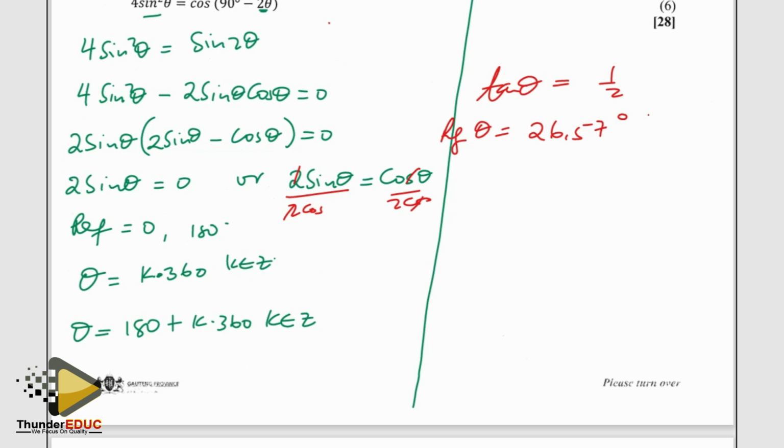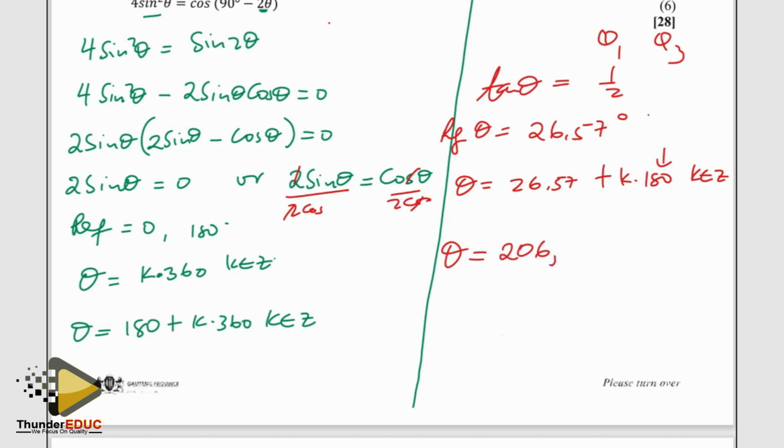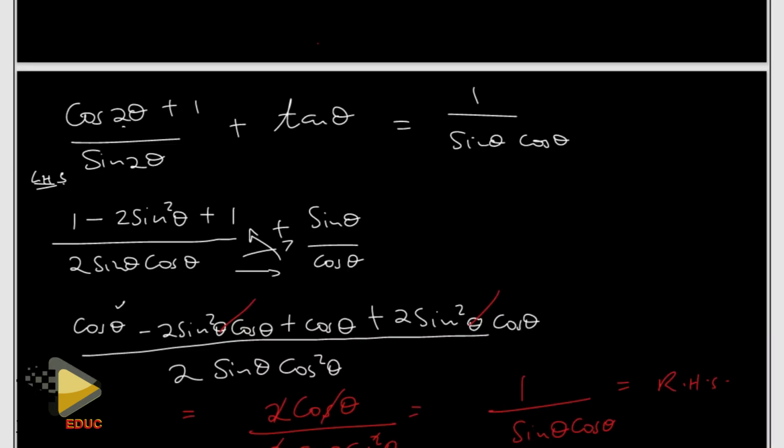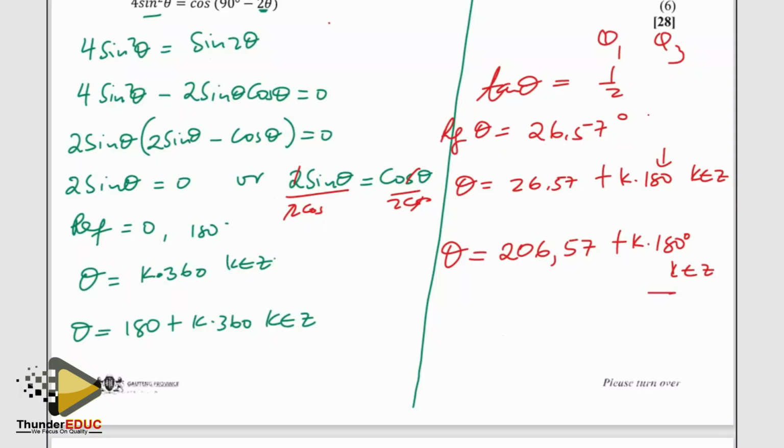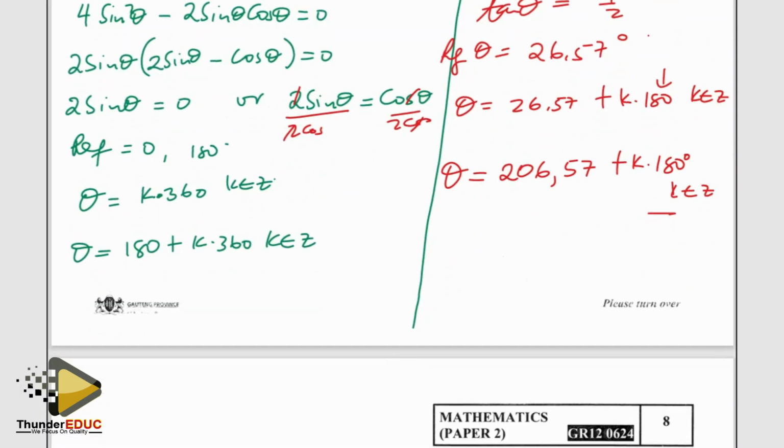Tan is positive in quadrant 1 and in quadrant 3. So in quadrant number 1, I'm just going to have 26.57 plus k times 180. I'm using 180 because the period of tan is 180. Then in quadrant number 3, I'll have 180 plus the 26.57, which gives me 206.57 plus k times 180, k is an element of integers. So that's how this question is answered. That's how I would approach it for 6 marks.